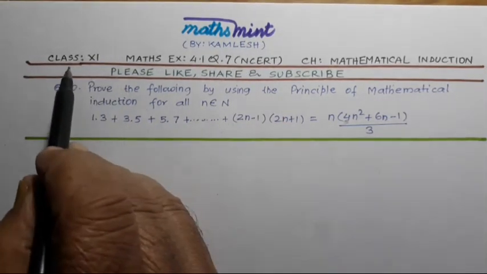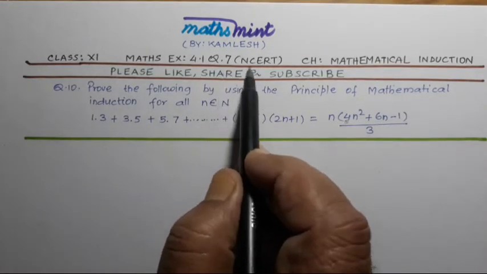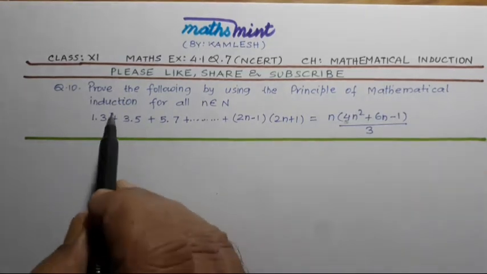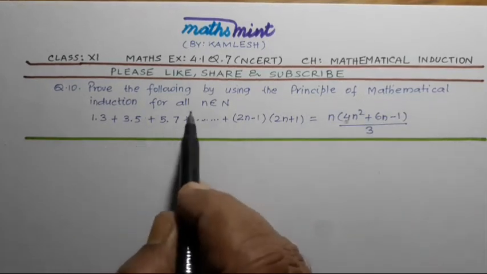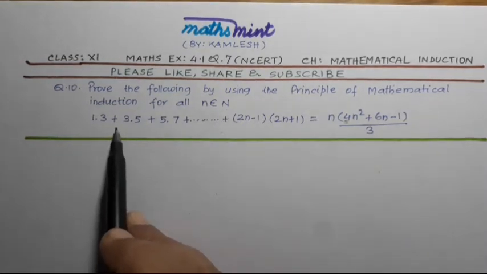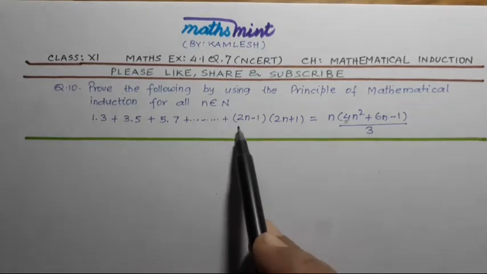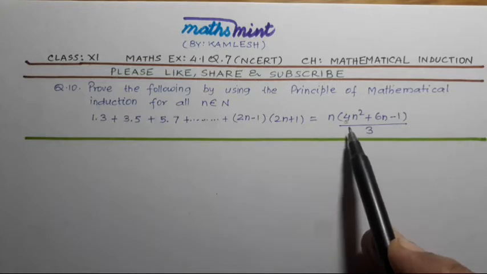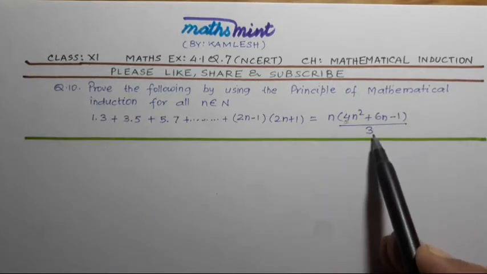It is a question for class 11 Maths exercise 4.1, question number 7 from NCERT book. Chapter is Mathematical Induction. Question is: prove the following by using the principle of mathematical induction for all n belonging to natural numbers. 1.3 plus 3.5 plus 5.7 plus ... plus (2n minus 1) into (2n plus 1) will be equal to n into (4n square plus 6n minus 1) divided by 3.